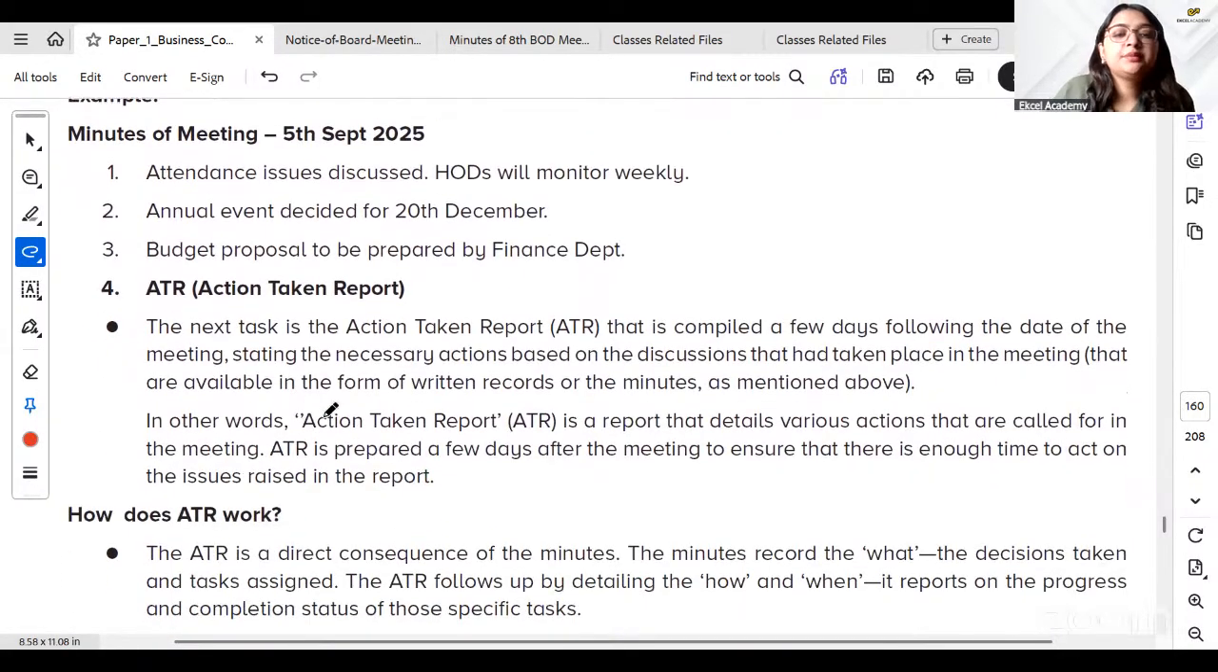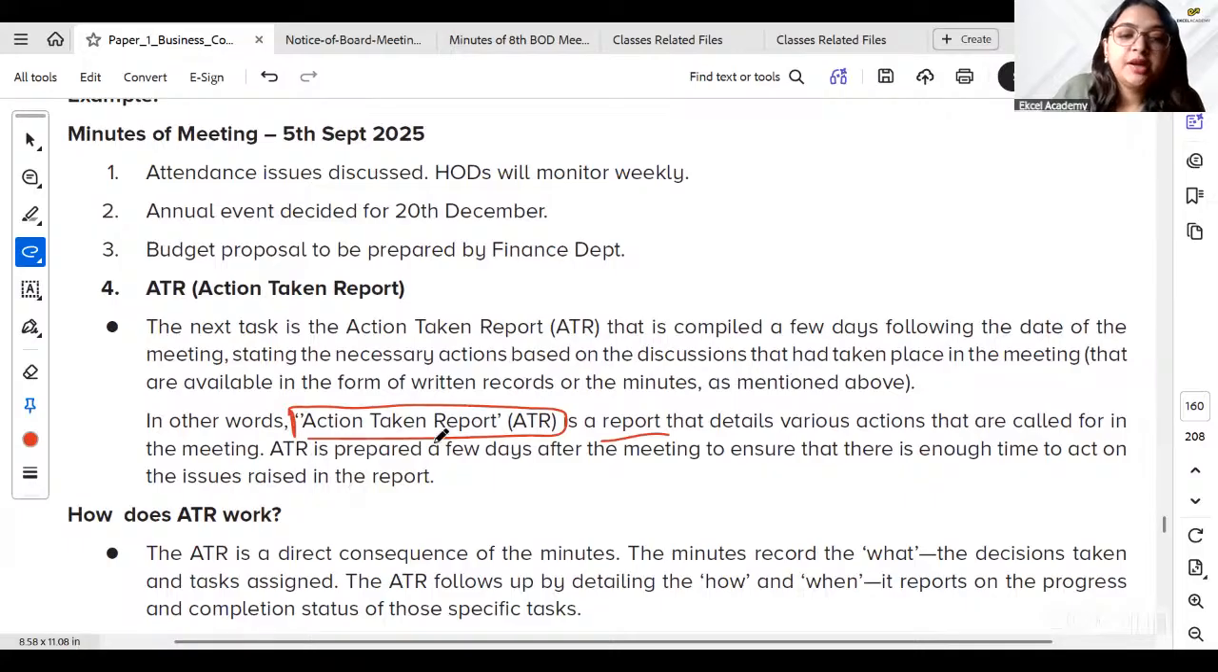Next, we have the concept of action taken report that is compiled a few days following the date of the meeting. So minutes is something that happens after your meeting. Similarly, an action taken report is also something that happens after your meeting, right? So it is a report that details various actions. Okay, what is ATR? ATR is nothing but a report that details various actions that are called for in the meeting, right? So let's say in that we had an annual maintenance contract recorded. That is an action that was decided in the meeting. So you need to detail it out now.